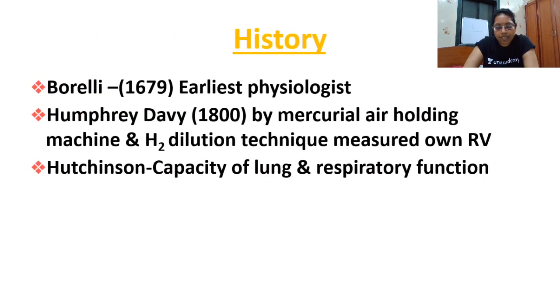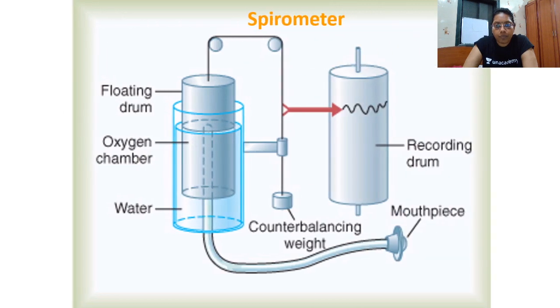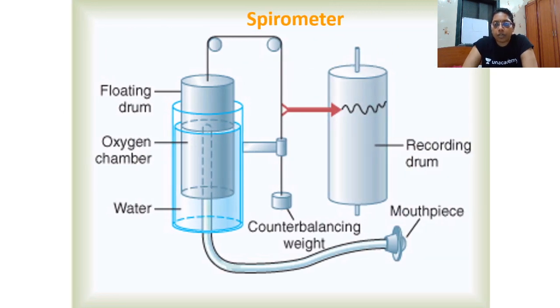Before you learn any further, let's understand a little history about pulmonary function test. The first one is Borelli. He was one of the earliest to work on respiratory physiology and the measurements of respiratory functions, way back in 1679. In the early 1800s, we had Humphrey Davy, who with the help of a mercurial air holding machine and the helium dilution technique measured his own residual volume. And in recent times, we are all aware of the spirometer that we use in our practicals, which is made by Hutchinson. Hutchinson studied the capacities of the lung and the respiratory functions. This is the famous Hutchinson's spirometer, which is used for measurement of lung volumes and capacities.